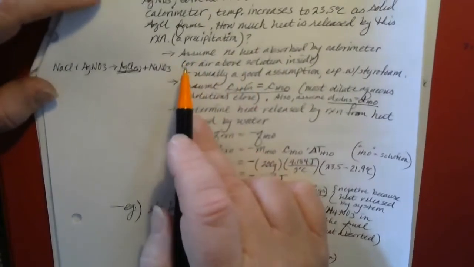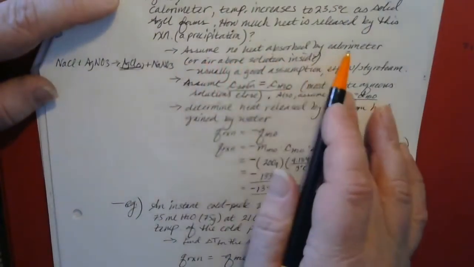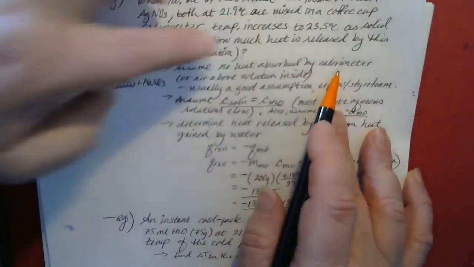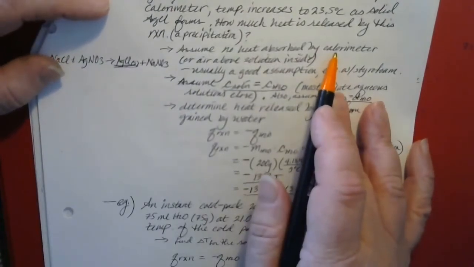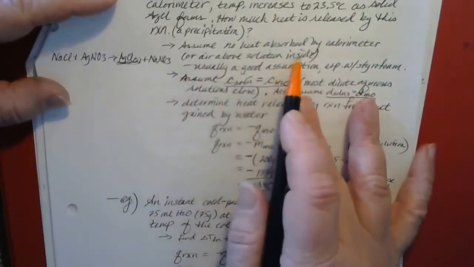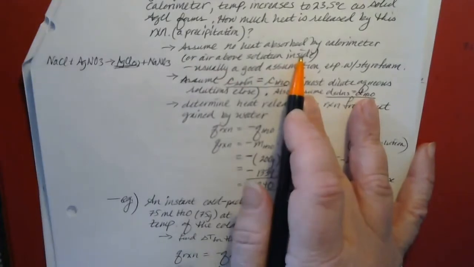And in order to do this problem, we have to make some reasonable assumptions. First of all, we assume that no heat is absorbed by the calorimeter. Since they said that these are coffee cups, we're assuming that they're styrofoam and that they probably really aren't absorbing any heat. And we have to assume that the air above the solution inside the calorimeter is also not absorbing any heat, which is pretty reasonable. Air does not absorb heat very easily.